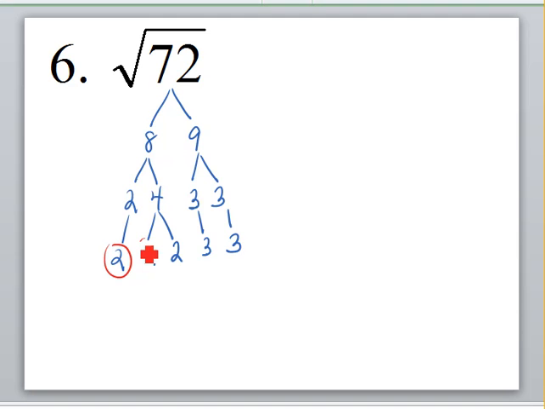I have a pair of 2's and a pair of 3's. The 2 comes on the outside, the 3 comes on the outside. They are multiplied together, and this 2 will stay underneath the square root. 2 times 3 is 6.